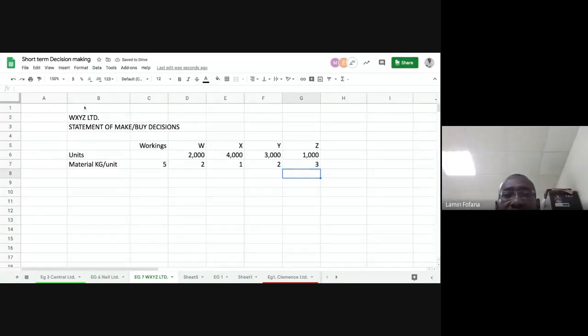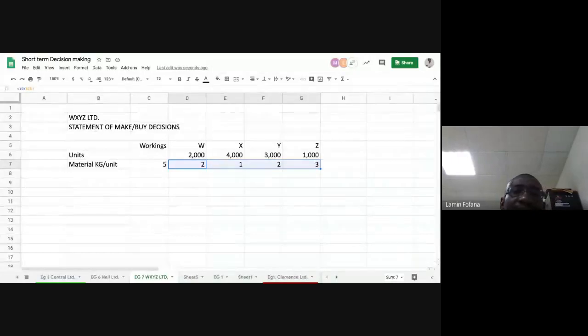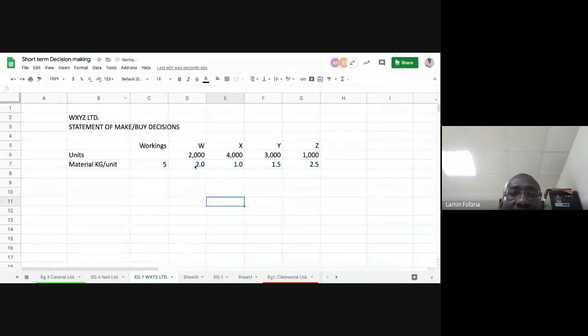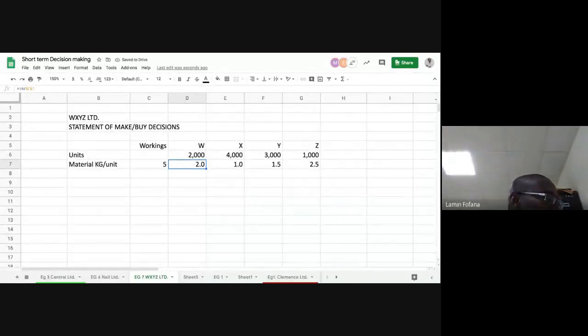Okay, look at them. It's given 222. But because we did not do the decimal, we can do 1 dp for each of them. So we highlight all of them and just increase it to 1 dp. So that nicely gives us 2.0, 1.0, 1.5, and 2.5. Okay, is that clear? So you have 2, 1, 1.5, and 2.5.